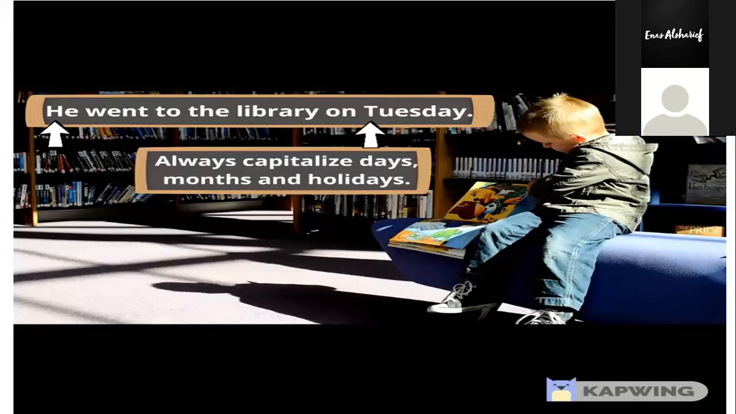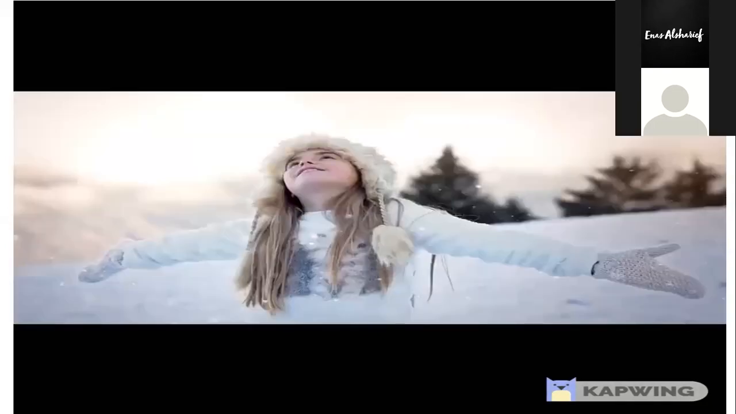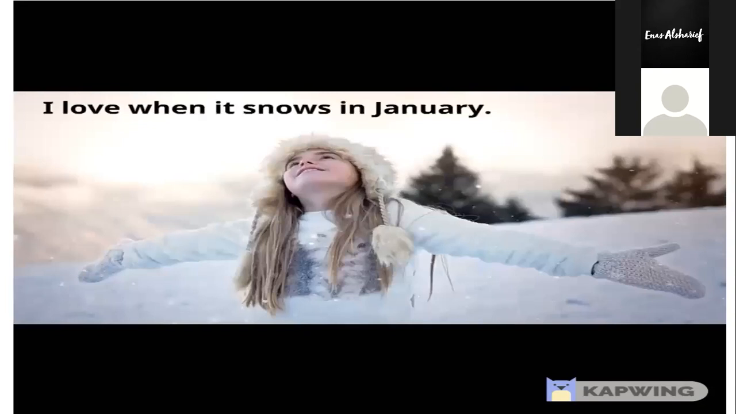Wow, look at this one. I love when it snows in January. The I is capitalized. It's at the beginning of the sentence. And when an I is by itself, it's always capitalized anyway. And the J for January is capitalized because we always capitalize days, months, and holidays.